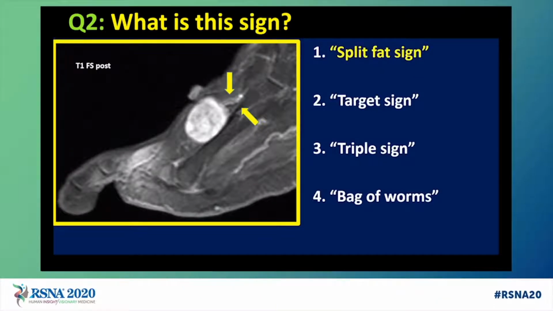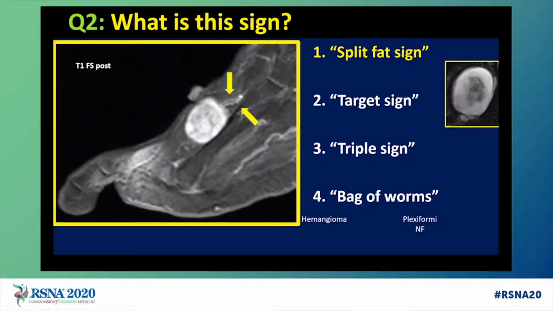And in this case, this is the split fat sign, characteristically showing displacement of fat in an intermuscular location at the entering and exiting nerve in a neurogenic lesion, most commonly neurofibroma, but can be seen in schwannomas.